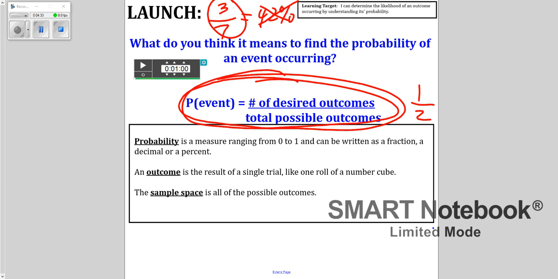Probability is always measured from 0 to 1. We'll talk about that in the next slide. An outcome is the result of a single trial. So if you roll a dice, whatever number shows up on the dice is the outcome.